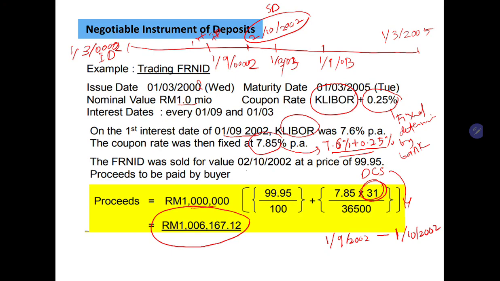Alright, thank you so much. We will continue with another long-term NID and zero coupon NID. But today we looked at the short-term NIDs and also floating rate NIDs. Okay, thank you so much.